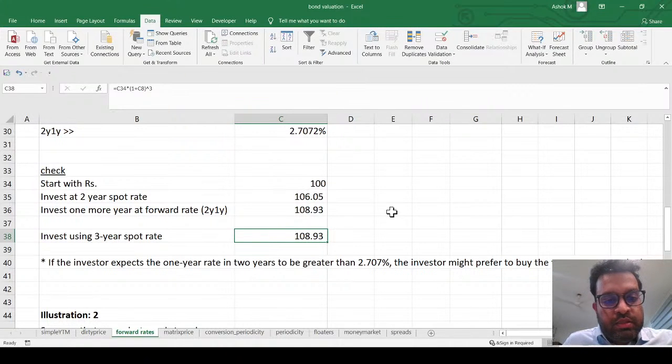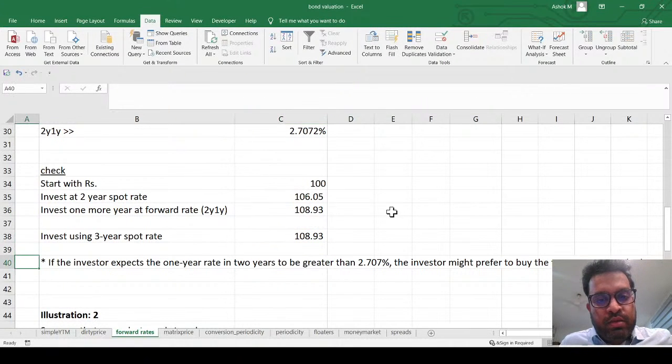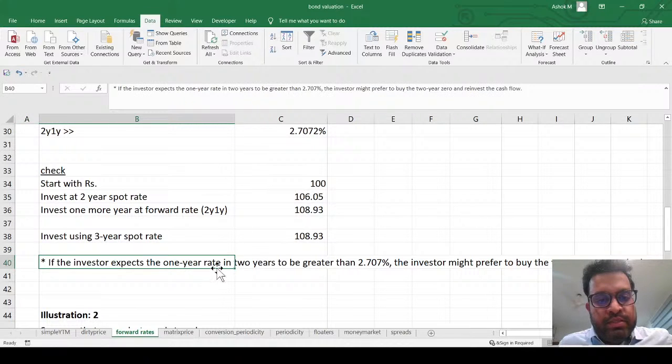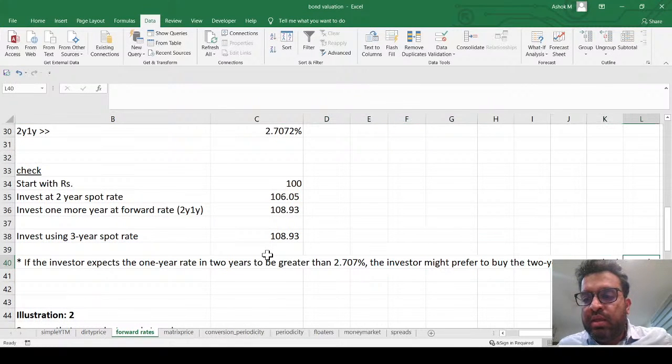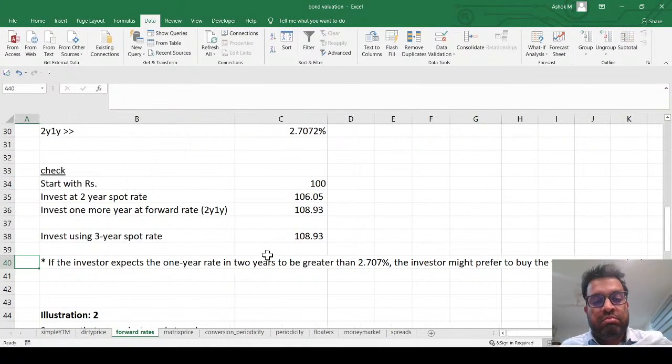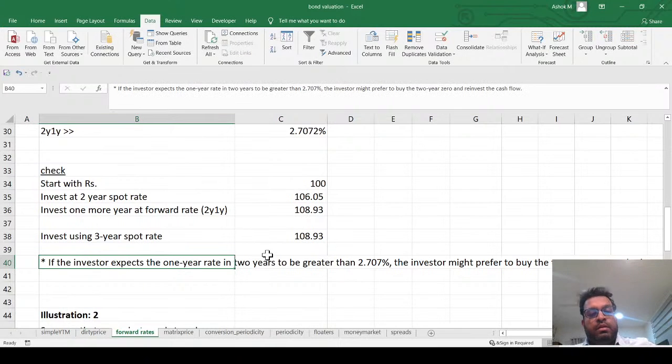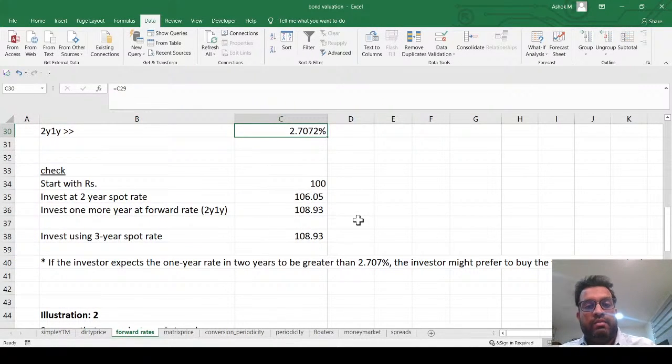So what does it say? If the investor expects the 1 year rate in 2 years to be greater than 2.707%, the investor might prefer to buy the 2 year zero, that is a zero coupon bond, and reinvest the cash flow. It's natural, right? You have got the break-even rate as 2.7. That is the implied rate in this spot rate. The implied rate built in is that 2 years from now, the implied forward rate is 2.7.